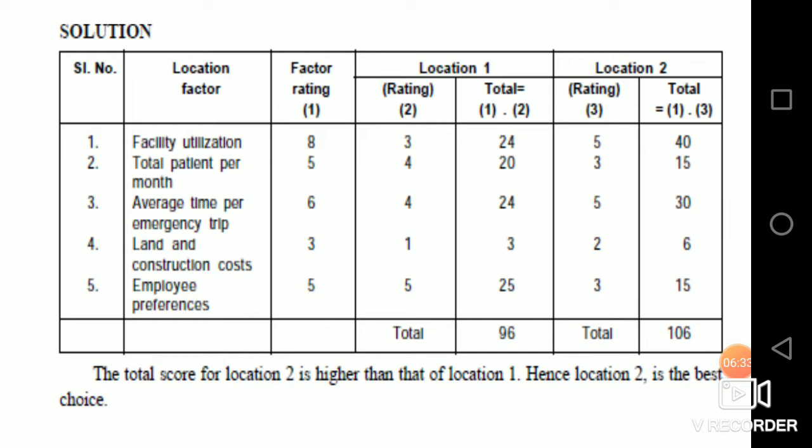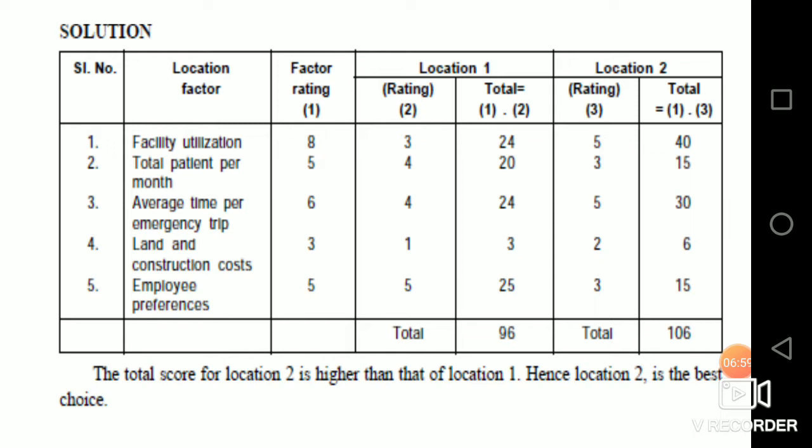It's a very simple one. You don't need to worry about it, it's a very simple problem. Just multiply the factor rating with the location rating, and finally do a summing up, and find out which location is getting the higher score. We are going to choose that location as our best location, and start our plant there.